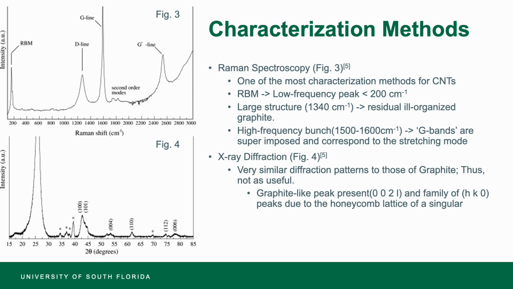And when it comes to Raman spectroscopy, it's one of the most famously and commonly used characterization methods for CNTs, and some of the features that it shows are RBMs, which is a low frequency peak, less than 200 centimeters inverse. The D band at around 1340 centimeters inverse is residual ill-organized graphite, and there's a high frequency bunch of about 1500 to 1600 centimeters inverse, which are the G bands, which are superimposed and correspond to stretching mode.